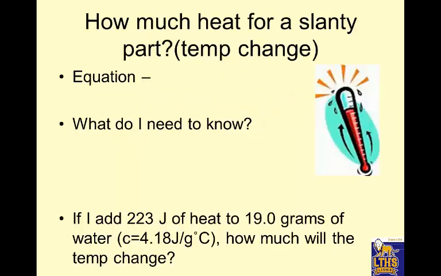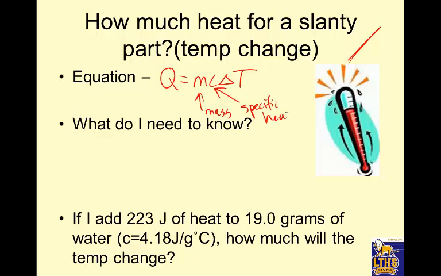All right, so a slanty part is on your graph this way. What's happening on a slanty part? A temperature change. The equation is Q equals mc delta T. So what do you need to know? You need to know M for the mass. You need to know C, the specific heat of that substance. And you need to know the change in temperature that it goes through, in order to calculate the heat. So you need to know all of that to do it.